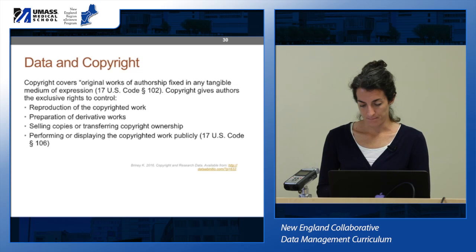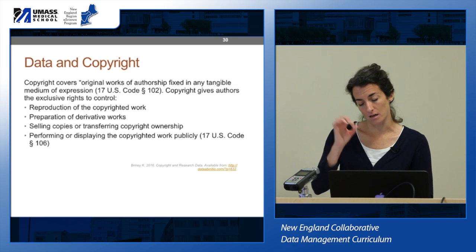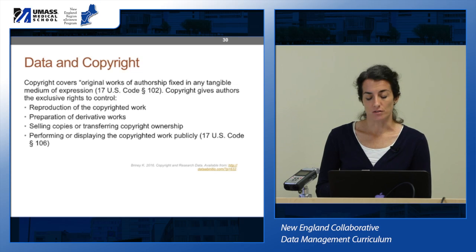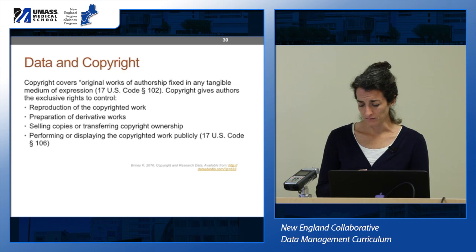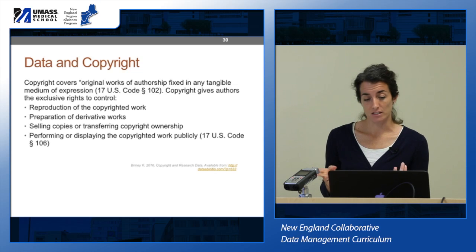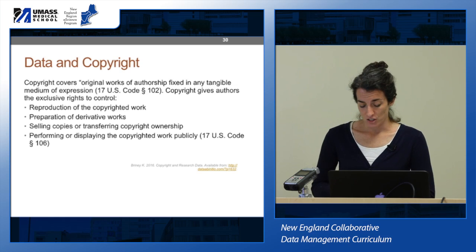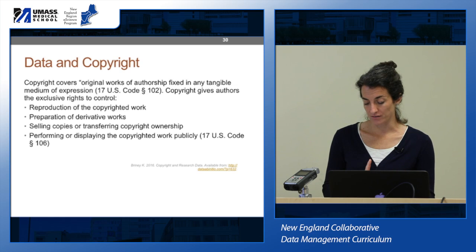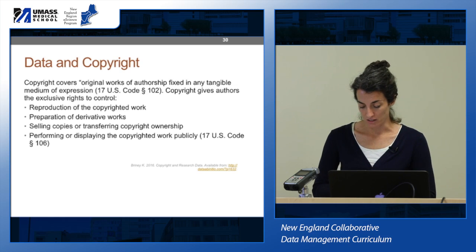So data and copyright. A copyrightable work is an original creative work that's set in a tangible format. Copyright ownership is ensured automatically when a work is fixed in that tangible format. We don't need a copyright symbol in order to identify copyrighted work. And what copyright does is it gives authors some exclusive rights over their work for a limited time, specifically the rights to reproduce it, to distribute it, to create derivative works, to perform it publicly. Copyright protection is available for most literary, musical, dramatic, photographic, and other types of creative works, including research articles, research monographs, textbooks, student theses, dissertations, and so forth.